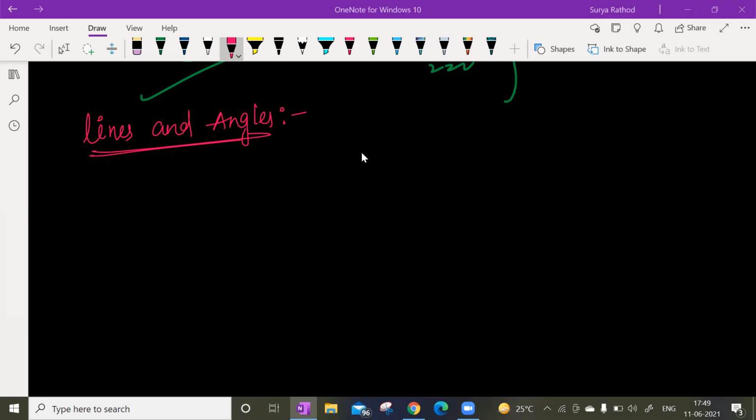A line is a straight line made up of points which extends infinitely on both the sides straightly. And an angle is the measure of distance between two rays which originate at a same point. Okay, any other?